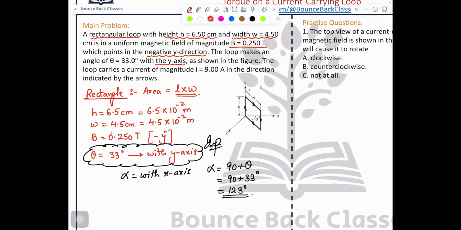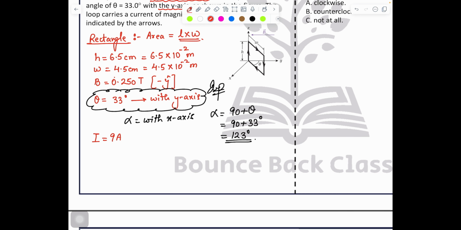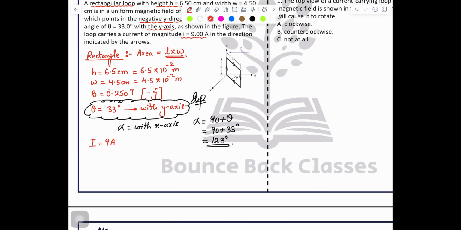As shown in the figure, the loop carries a current I equal to 9 ampere in the direction of the arrow. What are we looking for? We are looking for the torque, the rotational effect. Now just solve it. We have everything. Torque is equal to I A B sine of theta, or sine of alpha, you can say.